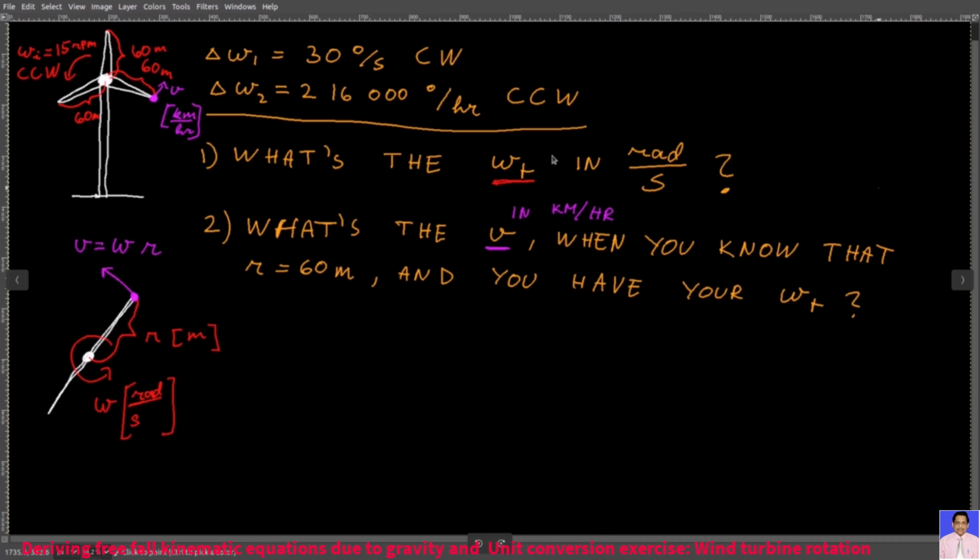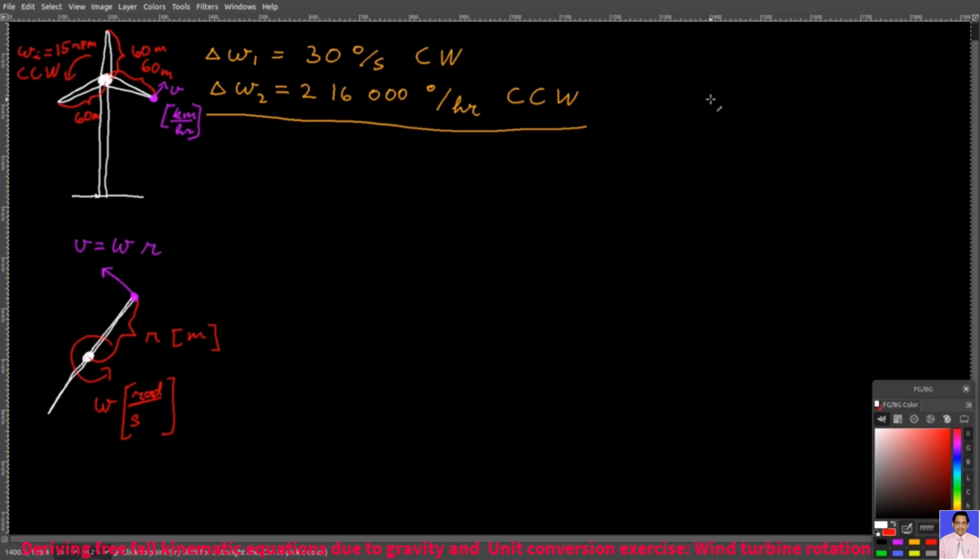And then, once we have that, we can calculate our tip velocity in this location here in kilometers per hour. But let's start with the first question. The usual convention is that counterclockwise rotation is positive and clockwise rotation is negative. So the final rotation speed can be calculated like this.